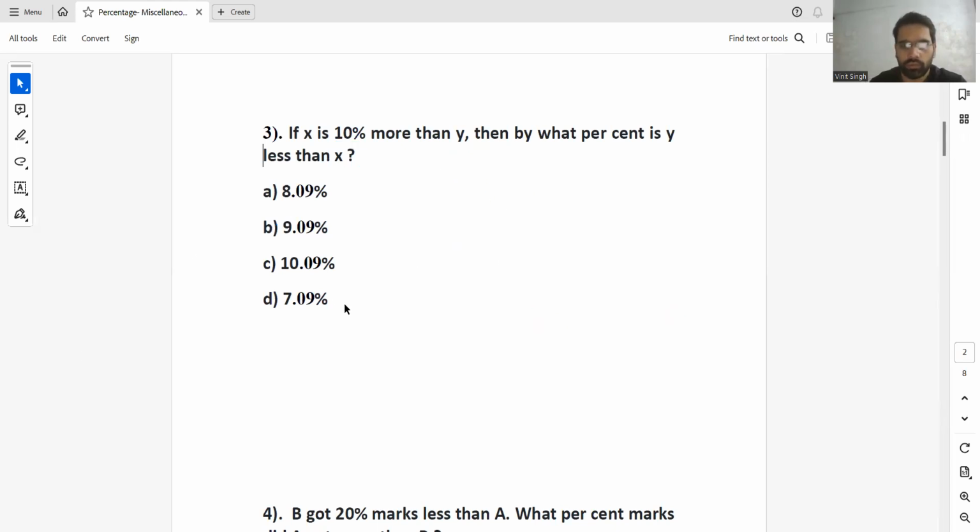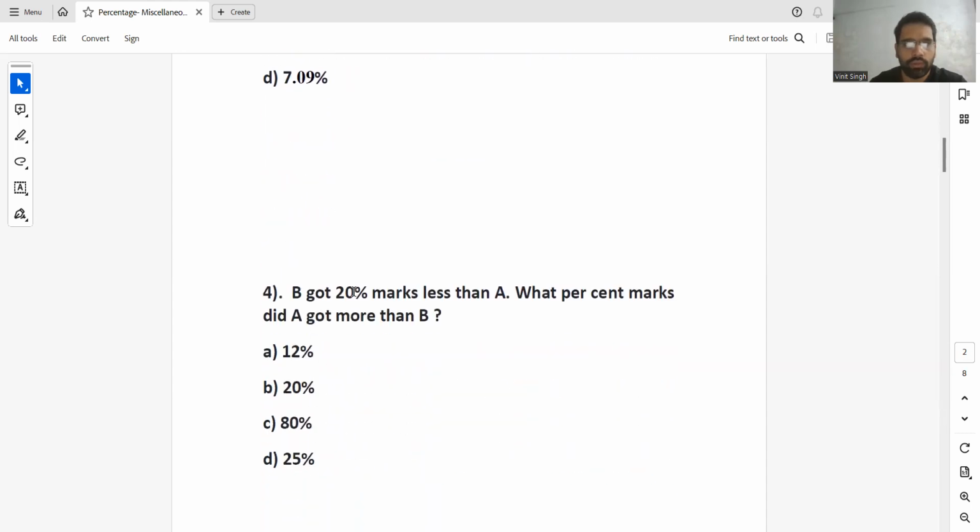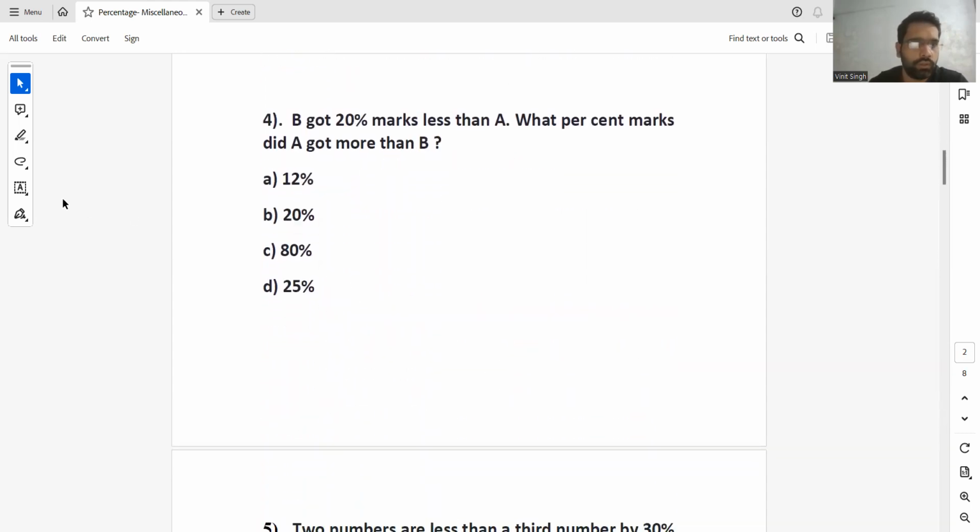Next question, question number 4. B got 20% marks less than A. What percent marks did A get more than B? So we know that the fraction value of 20% is equal to 1 by 5. Here, A gets 5 marks. B will get less, 5 minus 1, 4. So what percent marks did A get more than B? So A gets 1 mark more than B.